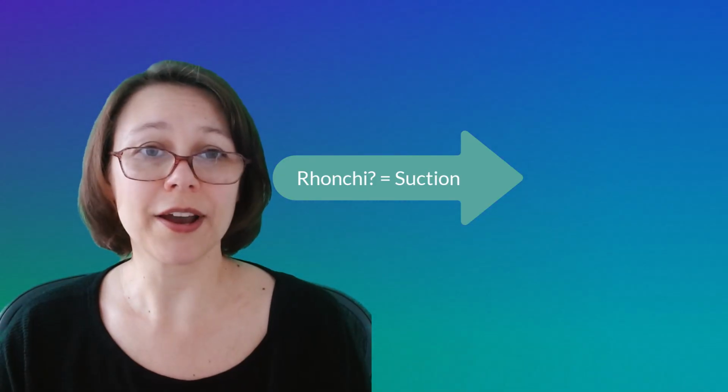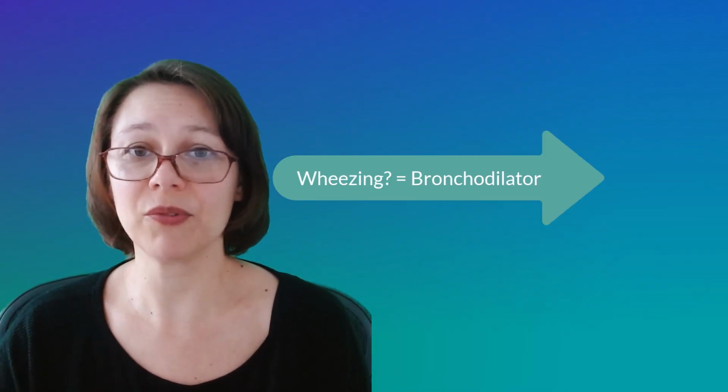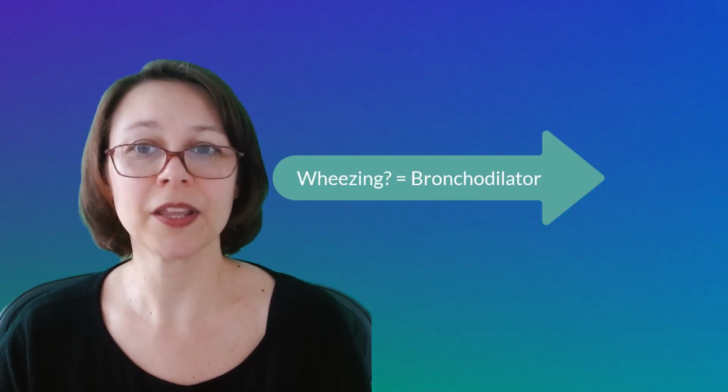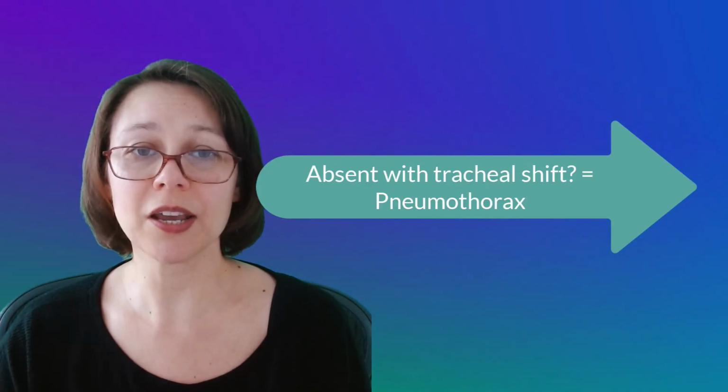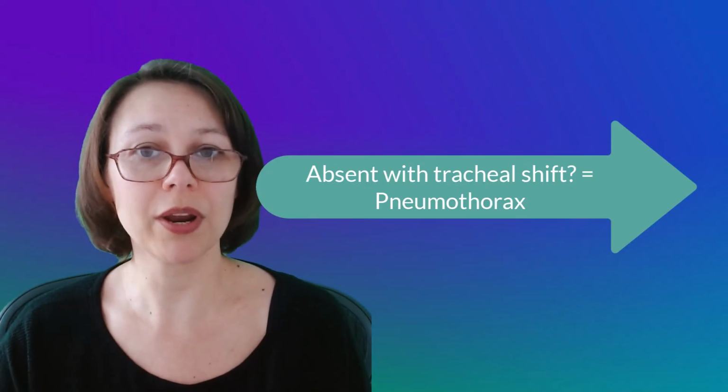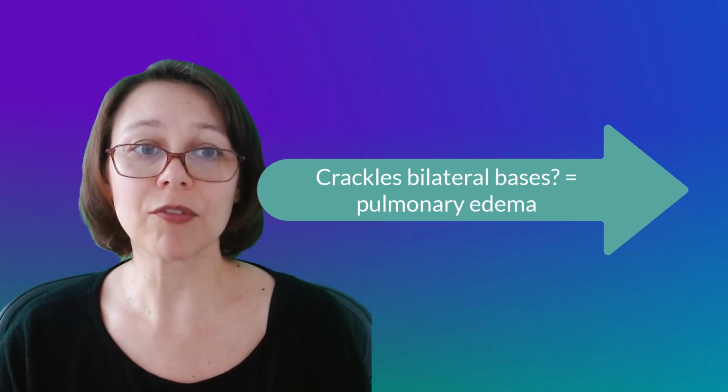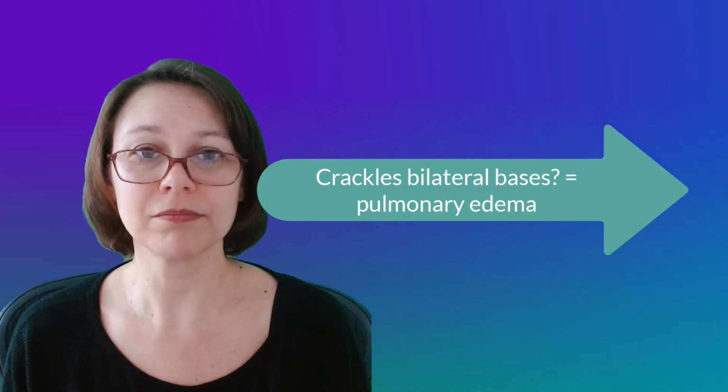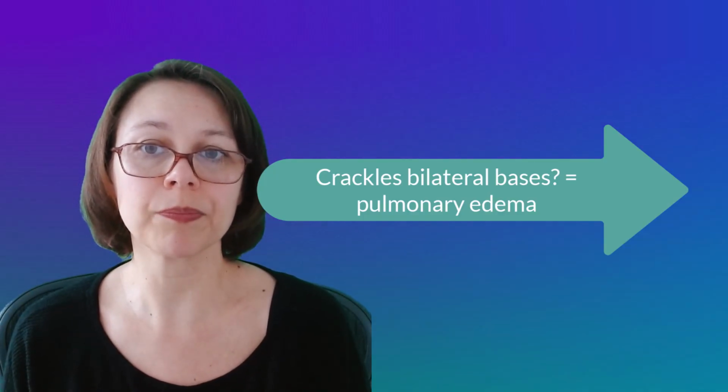If the patient has rhonchi, suction. If they have wheezing, give a bronchodilator. If breath sounds are absent on one side with a tracheal shift, a pneumothorax is likely present. If you have crackles bilaterally in the bases, potentially consider pulmonary edema. You want to consider everything that is given in the assessment to help clue you into the problem, just like how you would use patient assessment in real life.